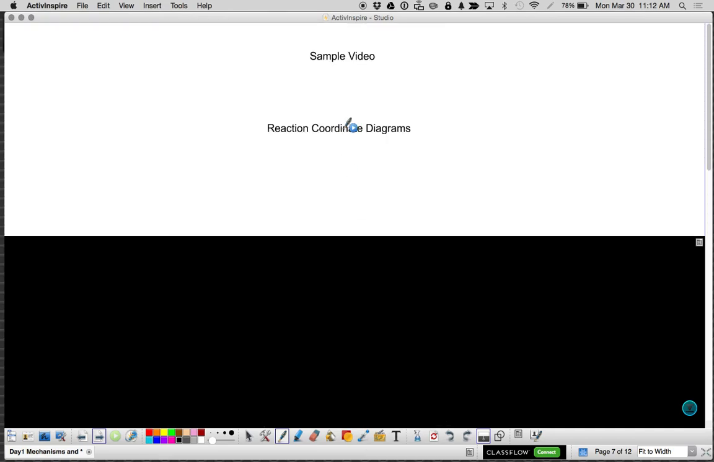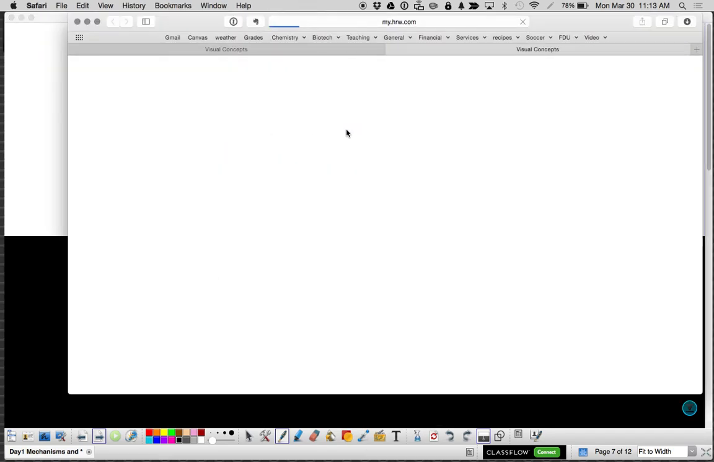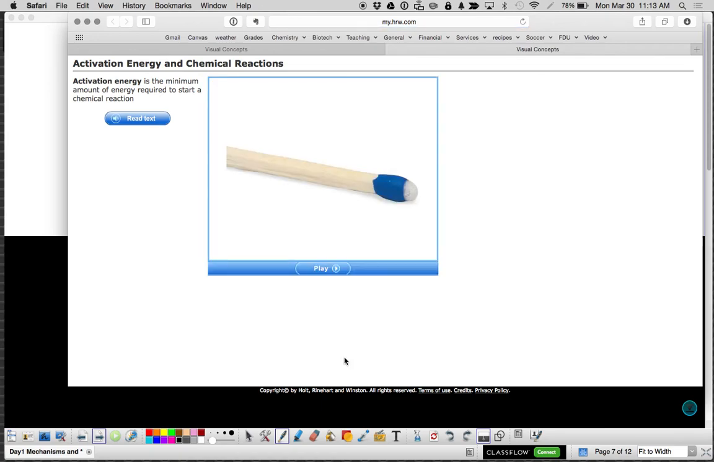Here's another video that kind of shows all this. The activation energy is the energy put into a system to start a reaction. While many reactions will proceed spontaneously, they still require a small input of energy to start. Matches, for example, burn, but only after energy is added through frictional heating caused by rubbing it on a rough surface.